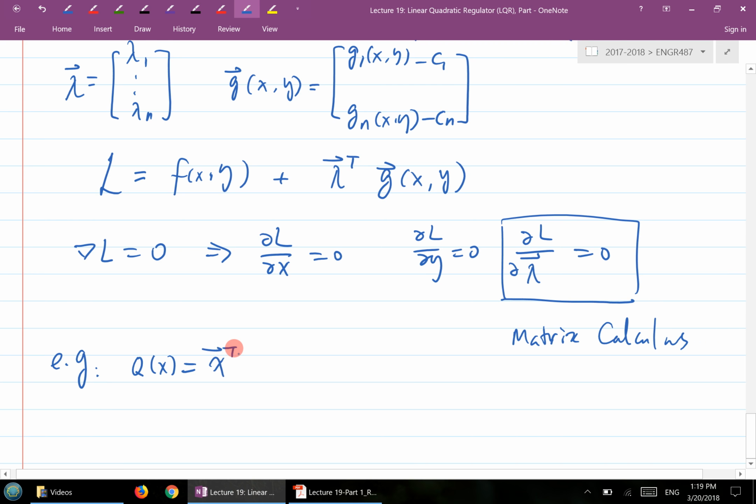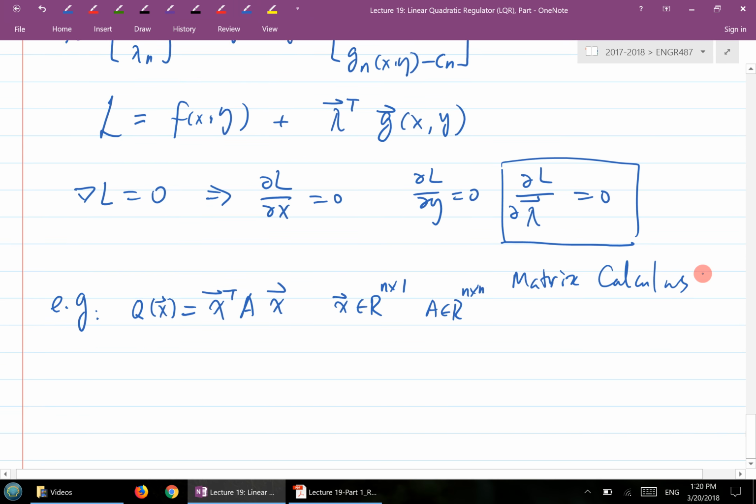For example, given a quadratic expression, q of x equals x transpose times A times x, where x is an n by 1 vector and A is an n by n matrix. Let's say you are required to calculate the partial derivative of q with respect to the vector x.